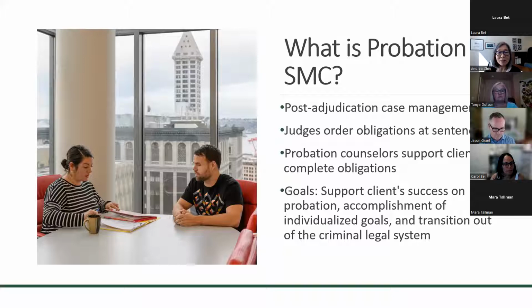Some common examples are chemical dependency treatment or mental health treatment. In those cases, the court may refer that particular defendant to probation to monitor those conditions. Probation staff rarely, if ever, weigh in on what conditions are appropriate on any case. Instead, the probation counselor's role is to support their clients to successfully complete the court-ordered conditions. They help their clients achieve self-identified goals with the ultimate objective of transitioning them out of the criminal legal system.